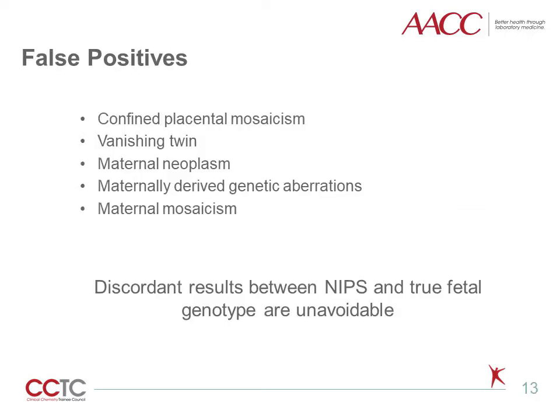Like most laboratory tests, NIPS is also subjected to false positive results. Common causes for false positive results include confined placental mosaicism, vanishing twins, maternal neoplasm, maternal-derived genetic aberrations, and maternal mosaicism. Due to these and other reasons, discordant results between NIPS and true fetal genotype are not entirely avoidable.